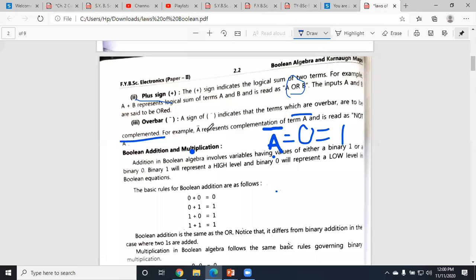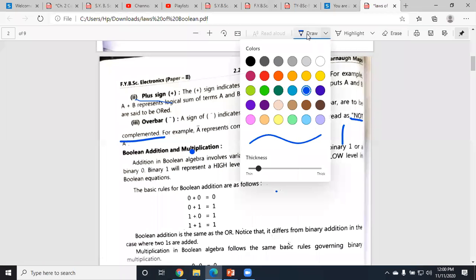For example, A bar represents complementation of the term A, and it is read as not A. You can read it as not A. Why not? Because of the NOT gate, which is used for inversion. That is why we can read it as not A.